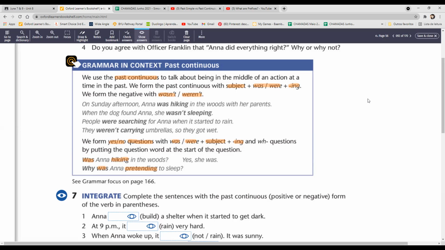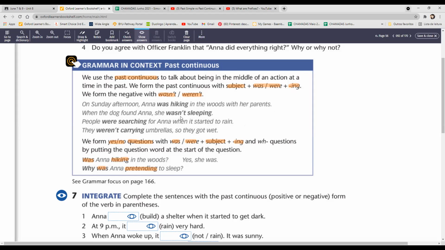Examples. Let me see if somebody can help me out. Let's see, William, can you read the examples, please? On Sunday afternoon, Anna was hiking in the woods with her parents. When the dog found Anna, she wasn't sleeping. People were searching for Anna when it started to rain. They weren't carrying umbrellas, so they got wet. Okay, thank you very much, William.